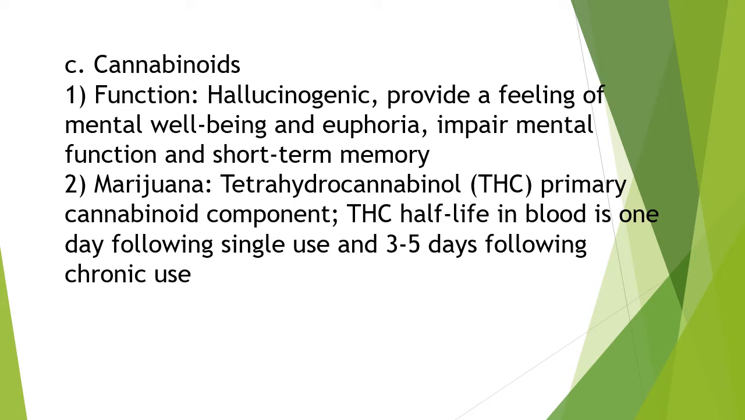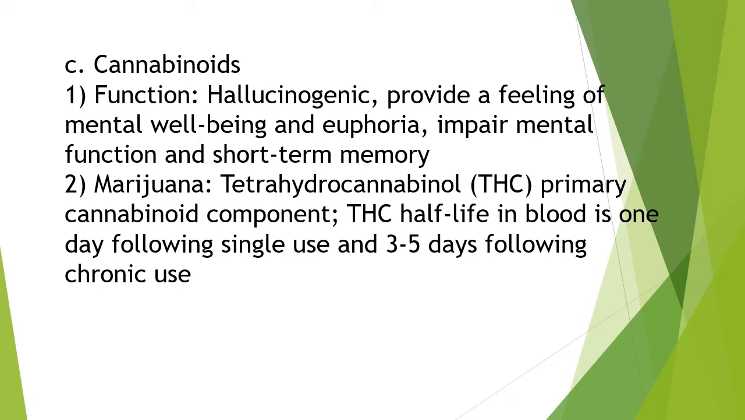The third one is cannabinoids. They are hallucinogens. That means they provide a feeling of mental well-being and euphoria, and impair mental function or can cause short-term memory loss. An example of this is marijuana, a plant, and the primary component of this marijuana is tetrahydrocannabinol. So this can be taken by smoking, and sometimes I heard that it was even incorporated in some food, right?